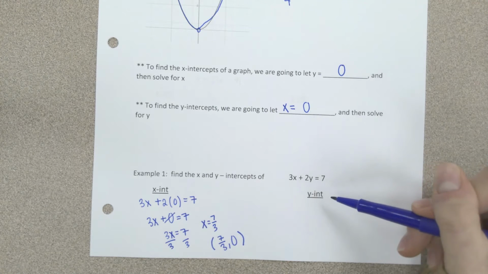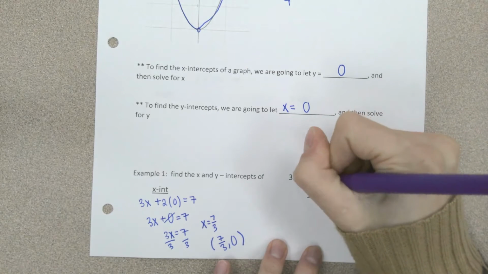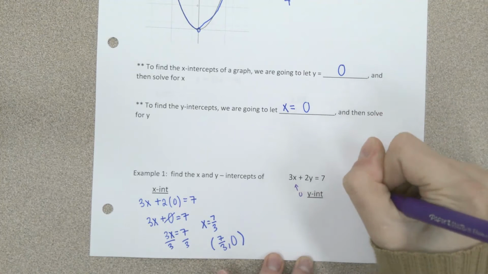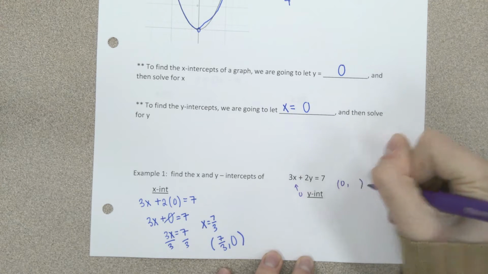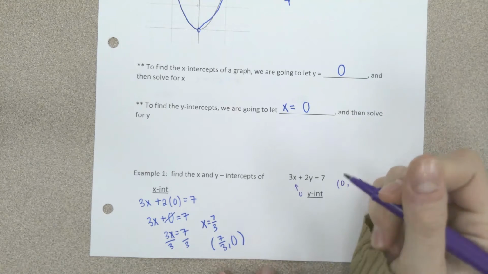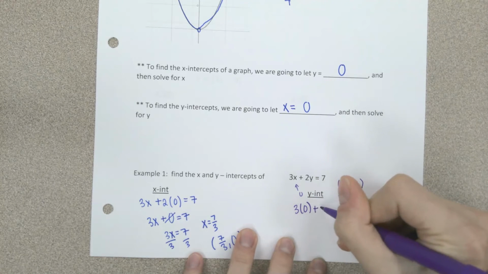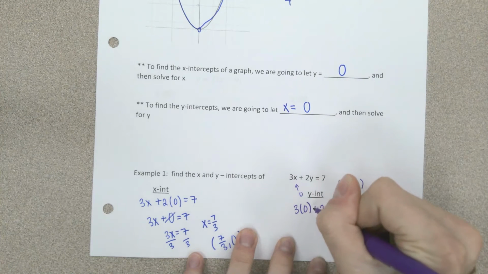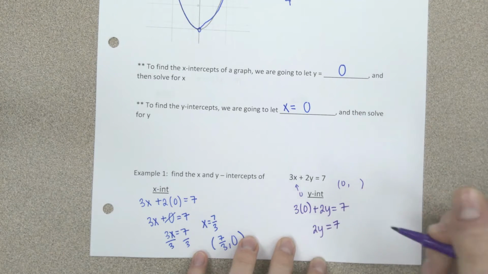On the other hand, when we want to find our y-intercept, we're going to plug 0 in for x. So our ordered pair is going to look like 0 for x, comma, whatever we get for y. Okay, so go ahead and plug 0 in for x. Leave everything else the same. This is just 0, right? 3 times 0 is 0, so that just goes away. We have 2y equals 7.